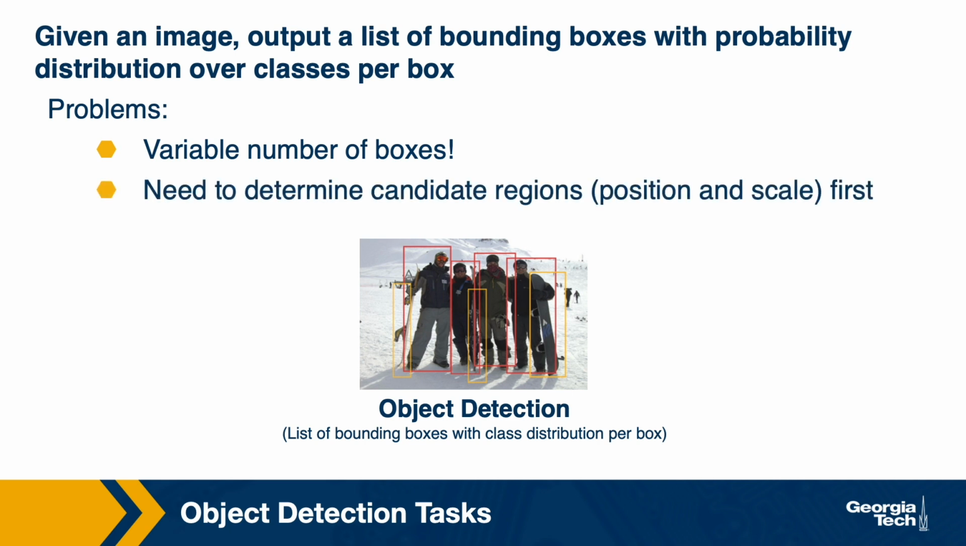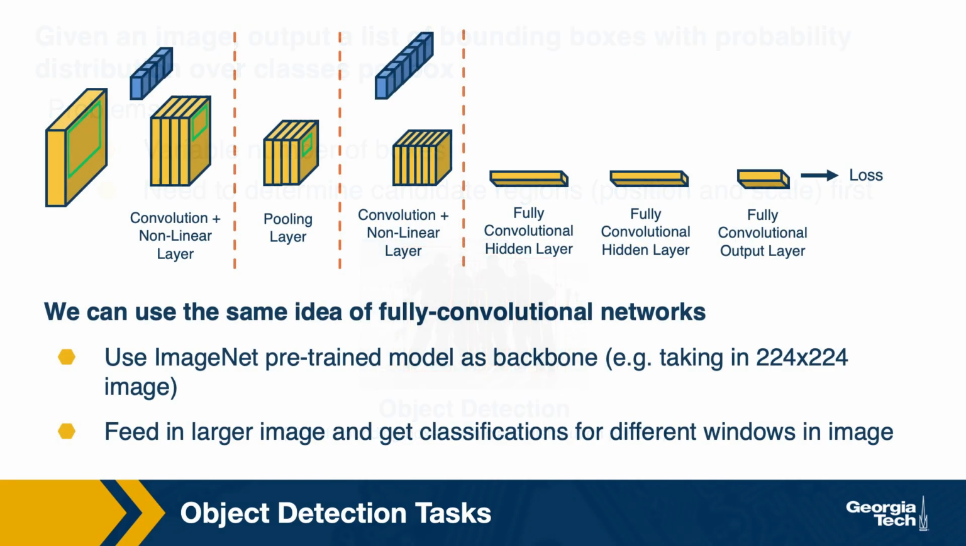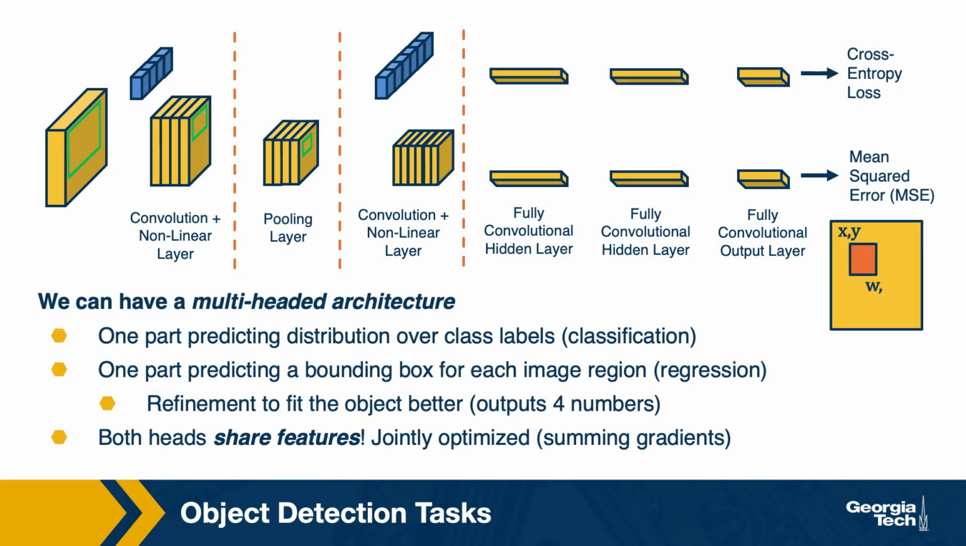Second, we need to determine candidate regions, that is, positions and scales of the different possible object locations in the image. And again, we can make architectural changes in order to make this happen. For example, we can use the same idea of fully convolutional neural networks. We can use some ImageNet pre-trained model as the backbone, for example, taking in a 224 by 224 image, and then we can feed in a larger image and get classifications for different windows in the image. And again, here, we're only getting the probability distribution over the classes at the end. However, we're not looking for a probability distribution over the classes for each pixel.